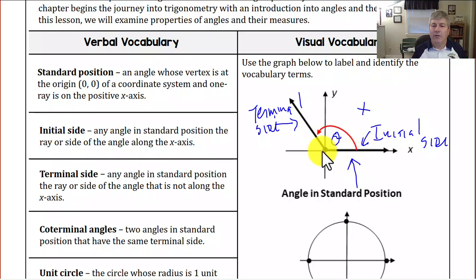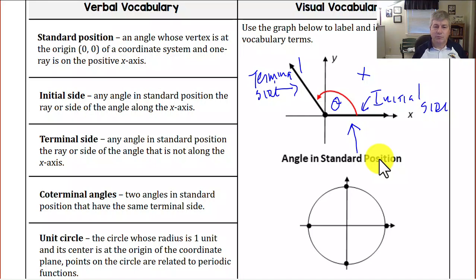And then the terminal side is the side in which the angle ends. It's the terminal or the ending side, and it's not along the x-axis. Although if we did have an angle of 360 degrees, I suppose the initial side and the terminal side could both be on the positive x-axis.